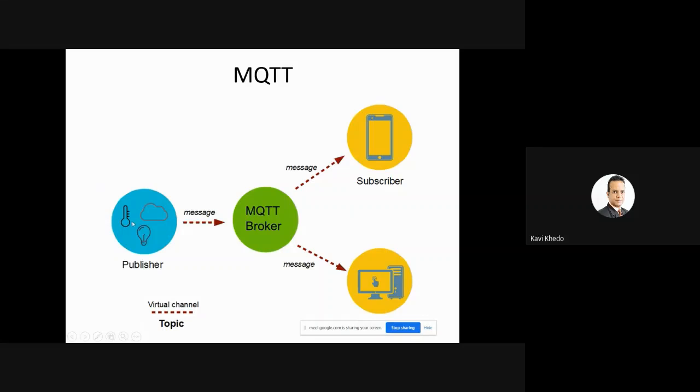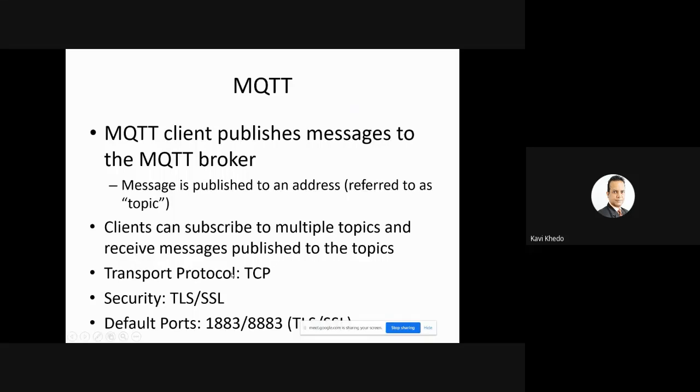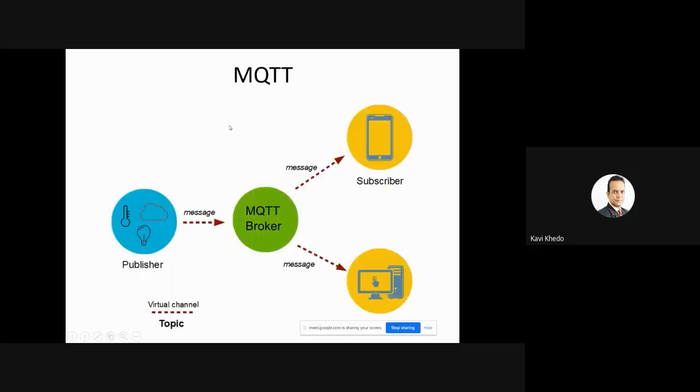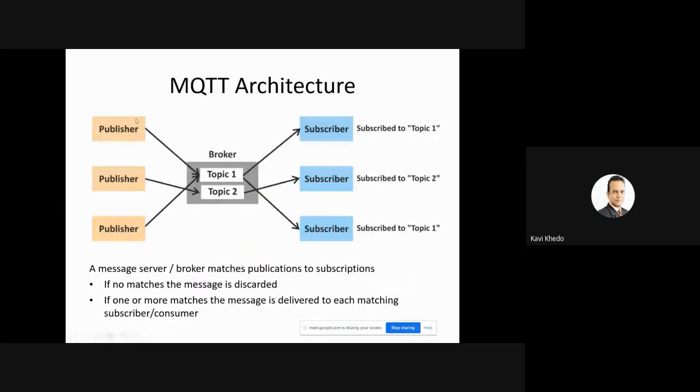So we have a publisher capturing data. You see a light intensity, temperature, whatever. Okay, it sends it to the broker. The broker sends it to the subscriber. Okay, MQTT client. Yeah, now let me put the diagram again here. So these publishers, they send to the broker. Subscribers receive from the broker.